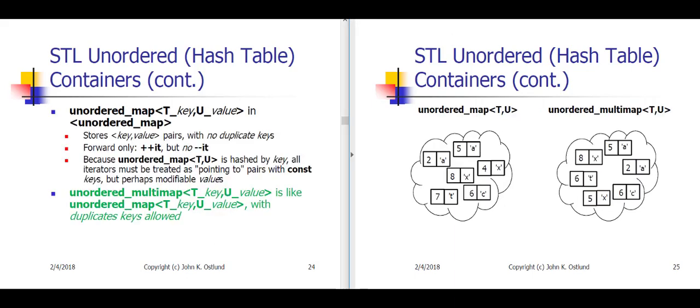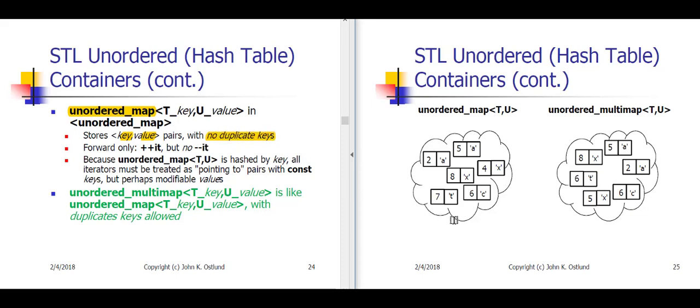Now, just as we have unordered sets and multisets, we also have unordered maps and unordered multi-maps, where in the case of a map, once again we have a pair of values, that is, a key associated with some value, and the rule for an unordered map is that you're not allowed to have any duplicate keys.